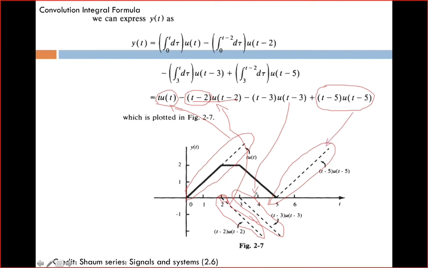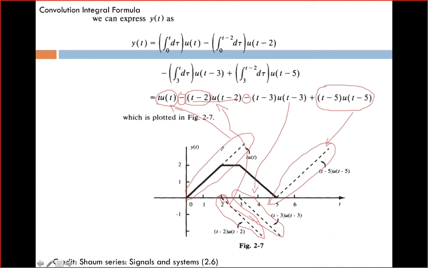You can ask me why this positive function is drawn on the negative side. It is because a minus sign is multiplied. Because of this minus sign, we have to draw this signal on the negative side. Now we are going to add all these signals.